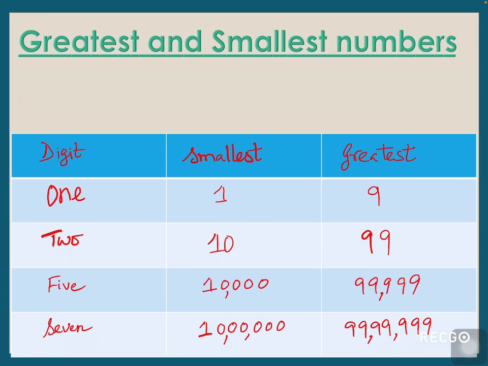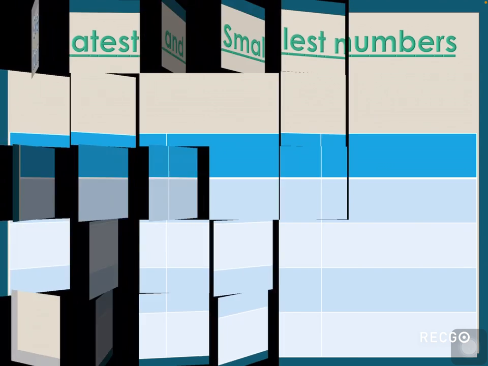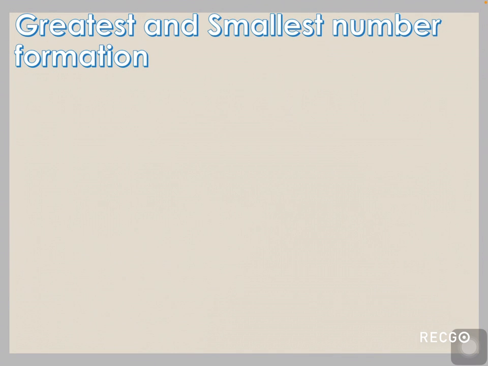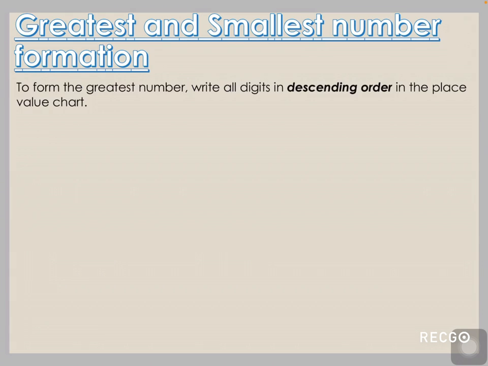And greatest all nines. Now let's see how to form the smallest and the greatest number using the digits given to you. For example, you are given some digits and you are asked to form the greatest number. How will you make the greatest number out of those digits? So you just have to do one thing. You have to arrange all those digits which are given to you in the descending order.